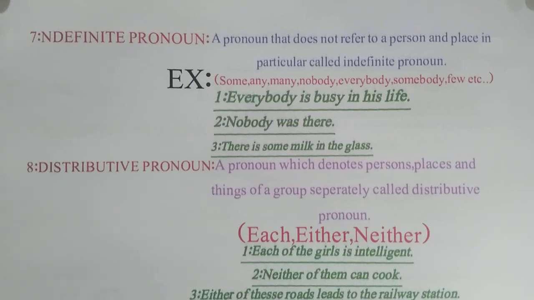When we talk about anything, person or place separately of a group, then we will use distributive pronoun. So in these sentences, each, neither and either are called distributive pronoun.